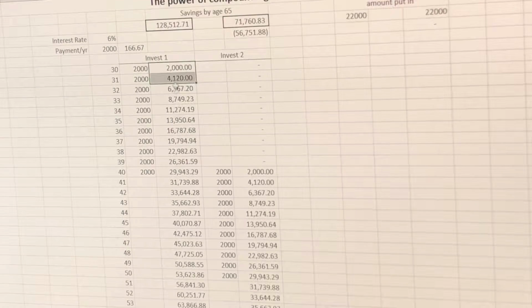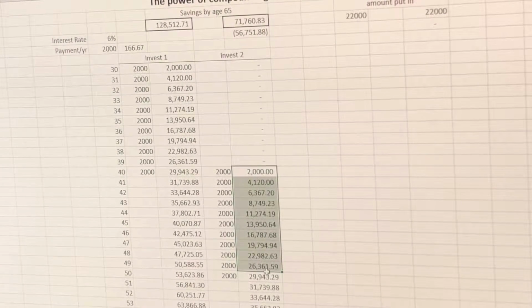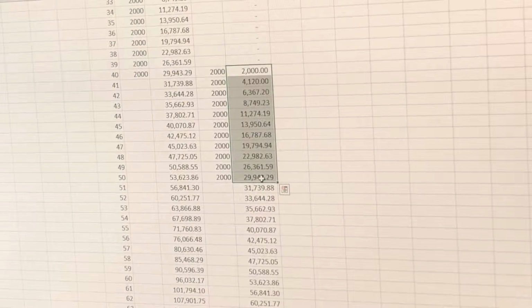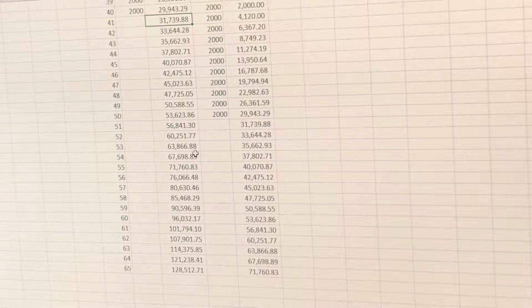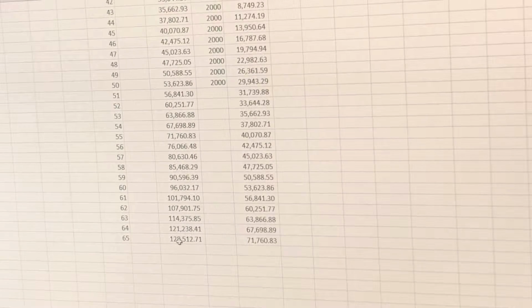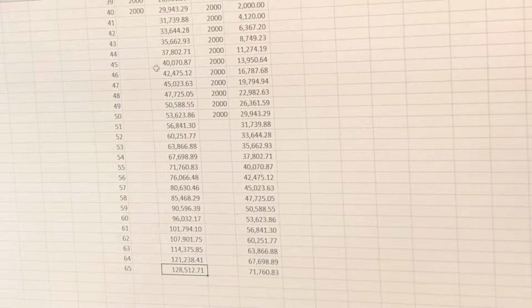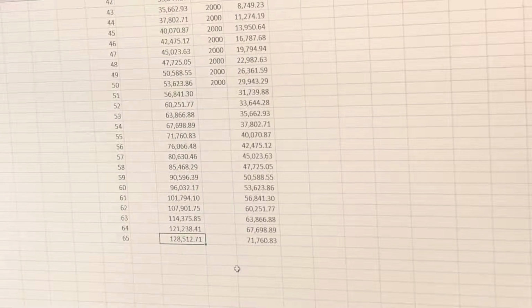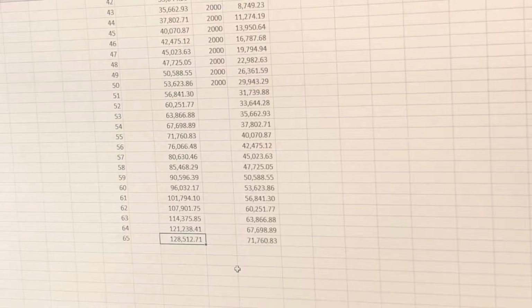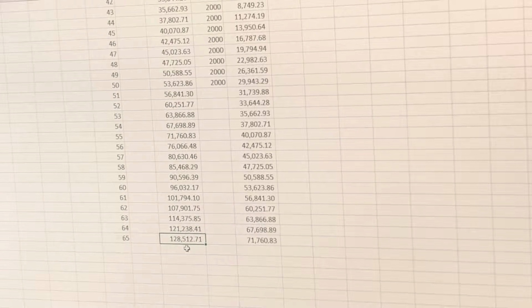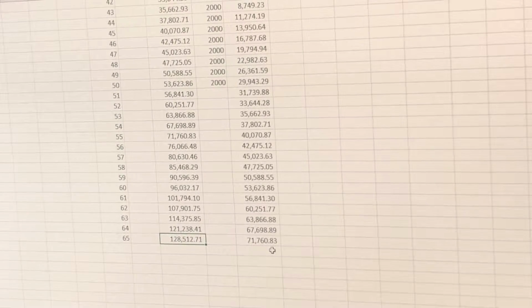And this goes on. You do that for 11 years. At the end of 11 years, you got $29,000, which you would expect the same thing over here. $29,000, right? But let's say you get to retirement and age 65. Remember, you're not adding any more. Same thing over here, you're not adding in any more. But at the end, you have actually made $128,000 versus only $71,000.